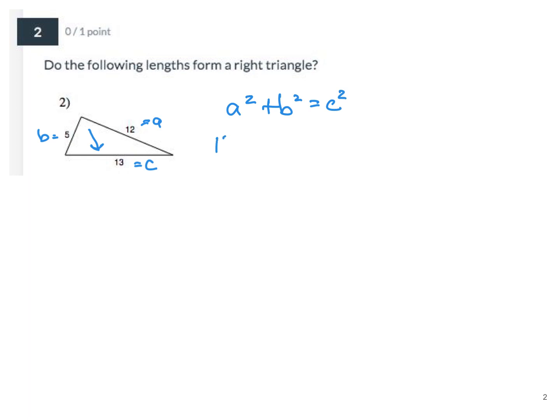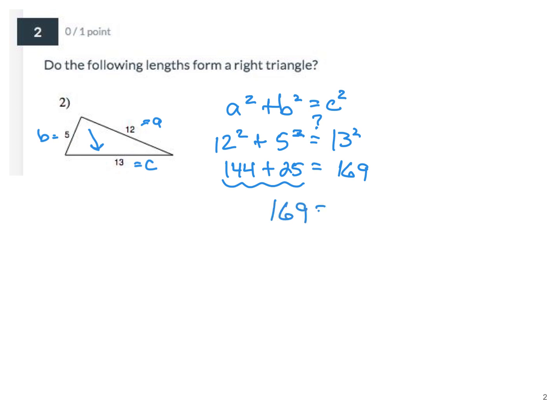So I have 12 squared plus 5 squared. Does that equal 13 squared? So let's go ahead and go through that. 12 squared is 144. 5 squared is 25. And then 13 squared is 169. Let's add these two numbers together. 144 plus 25. We have 169 equals 169. Do both sides of the equation work? Yes. So does it form a right triangle? Yes, it does.